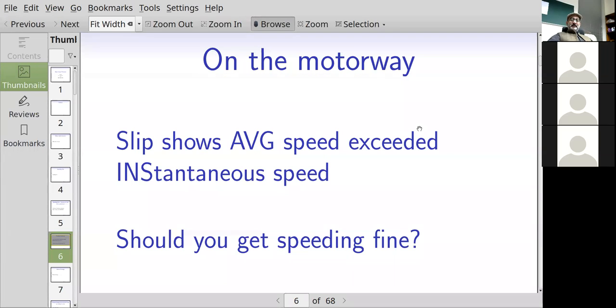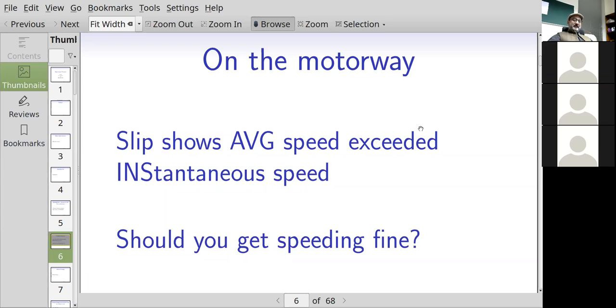Now, let's say that the limit on the motorway for your vehicle was 120 kilometers per hour. And let's say that your average speed, worked out at the final toll plaza, was 130 kilometers per hour. So your average speed exceeded the speed limit that's posted on the motorway. So the question is, should you get a fine? All right, so they hand you a 700 rupee fine, okay?